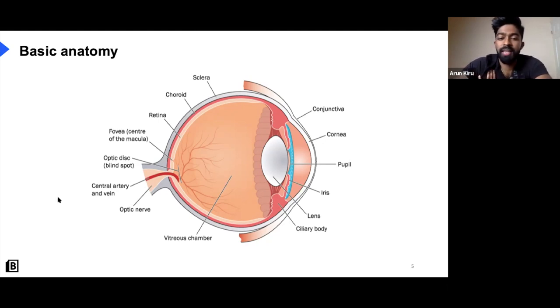The one thing I want to say is the retina is massive. As you can see, all of this is retina. The most important seeing part is called the macula, which is a central part we'll see. And the center of the macula is really important. That's the fovea. So just remember that.